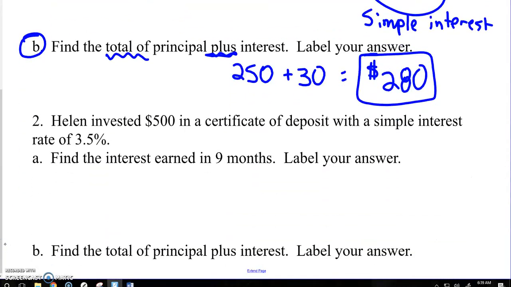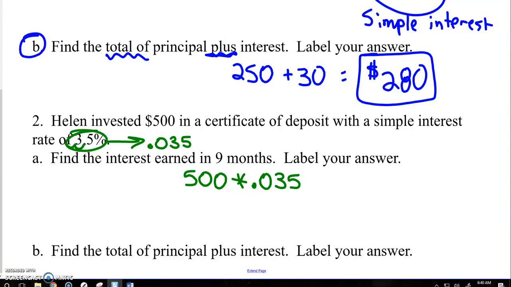In the next question, Helen puts money in a certificate of deposit. A certificate of deposit is just a special savings account. $500 is the principal times the interest rate. Well, the interest rate here is 3.5%. Remember, as a decimal, percent to a decimal, move the decimal point 2 spaces to the left. So I got 0.035.